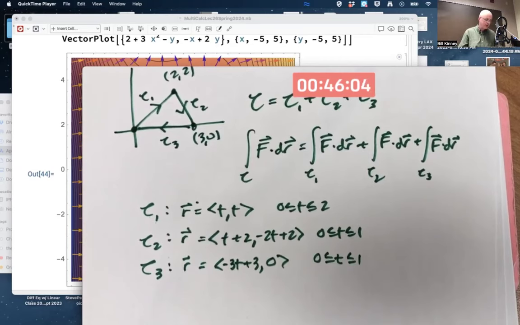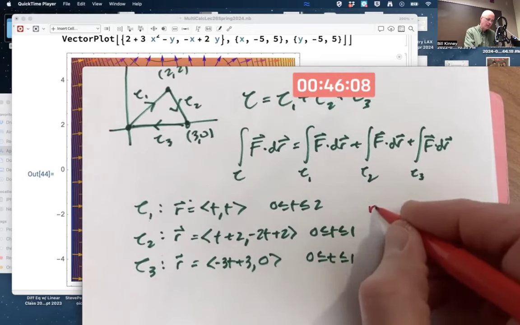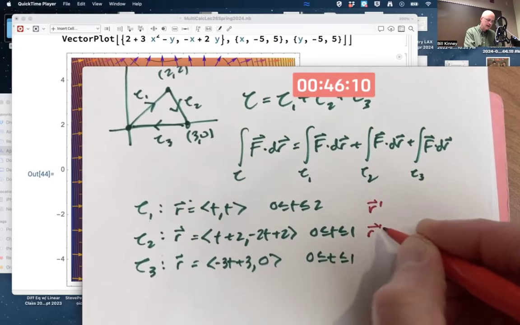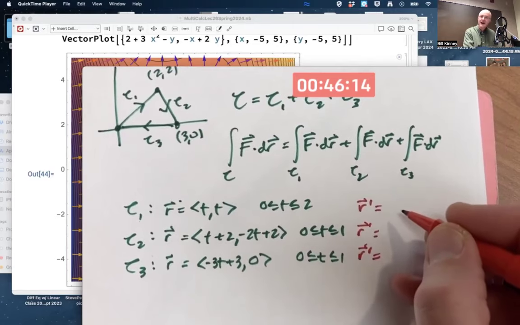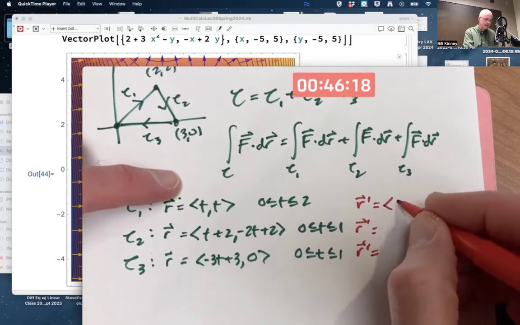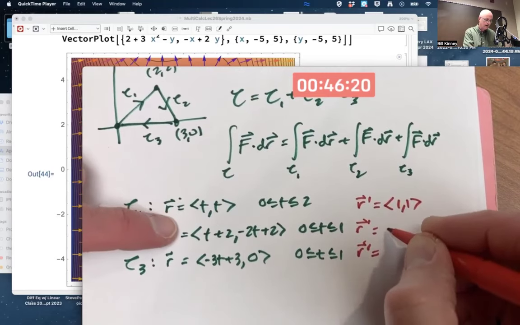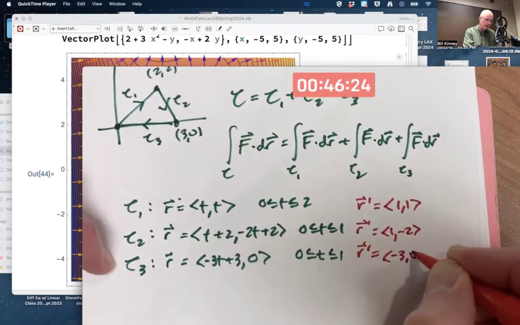These are 3 example parameterizations that you'd do for this. You need to find r prime for each one of these to help you do the individual integrals. It's nice because they're all linear functions of t. You're going to get constant derivatives: 1, 1 there, 1, negative 2 here, and negative 3, 0.